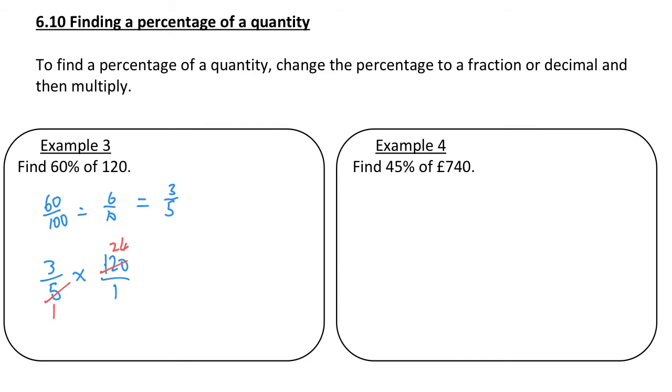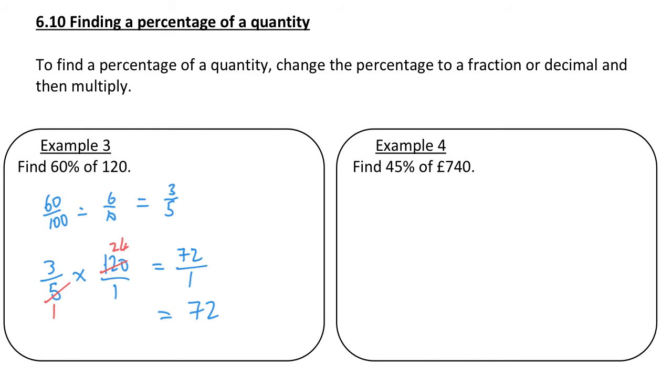So then we need to multiply across. So 3 times 24 is 72. And 1 times 1 is 1. So the answer is 72 over 1, which is 72. So that's by changing the 60% into 60 over 100, changing it into a fraction. But of course, we could do it by changing it into a decimal. So we'll do example 4 in that way.